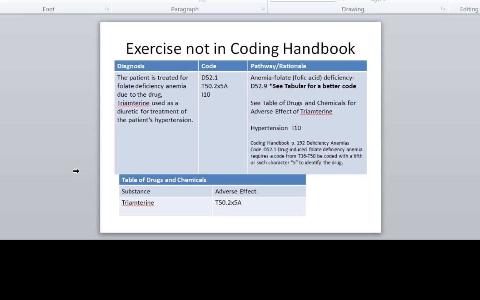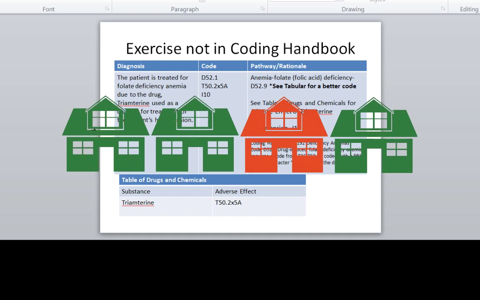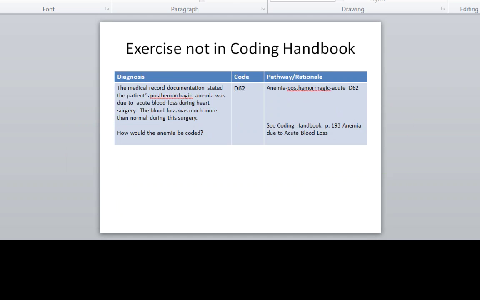So this is just a very good example and a reminder to us that the alphabetical index gets us in the neighborhood. It might not get us in the right house. So we always want to be very careful and always check the tabular.